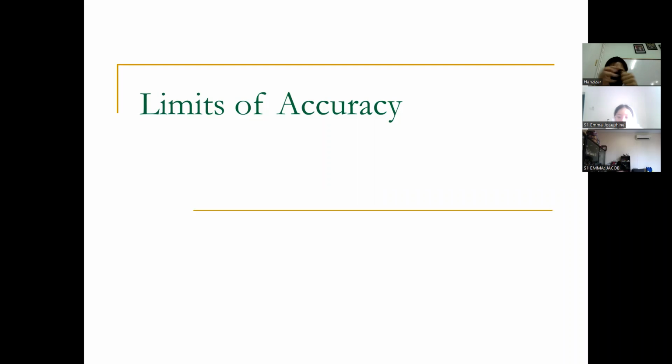Hey guys, now we're gonna learn about the limits of accuracy. Okay, everyone, please sit properly and pay attention to the screen that you already see right now. Whenever we are talking about the limits of accuracy, we are talking about measurement.